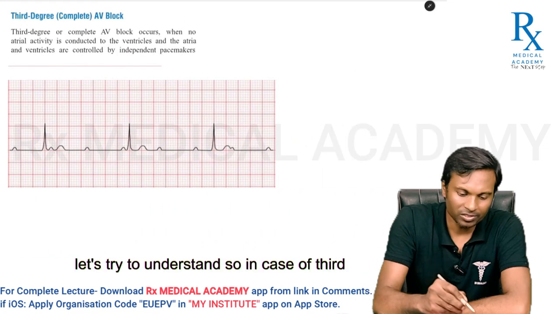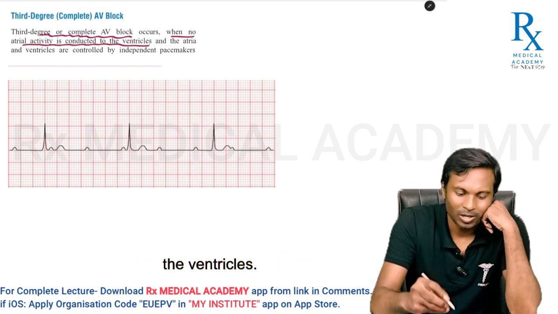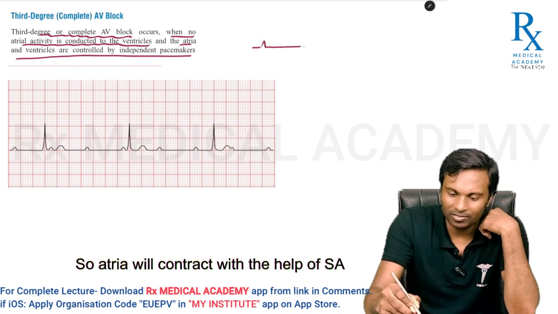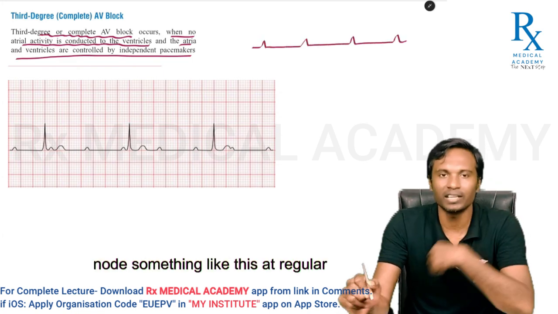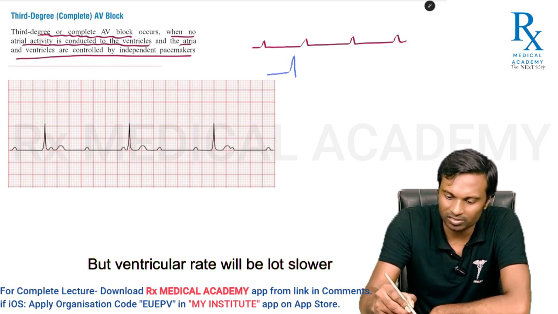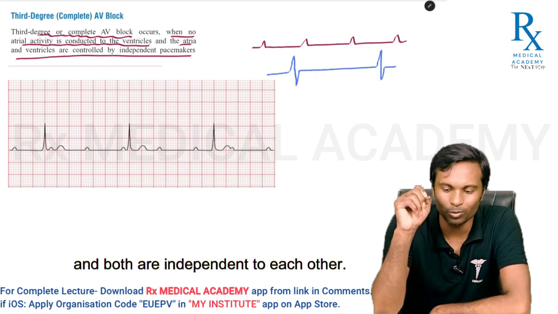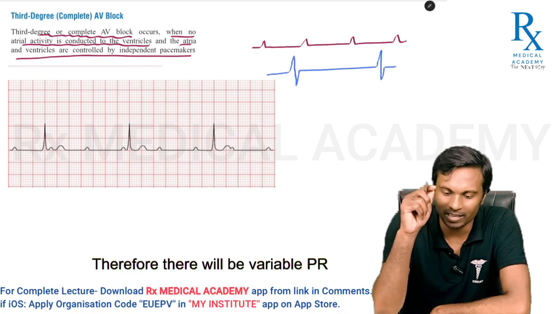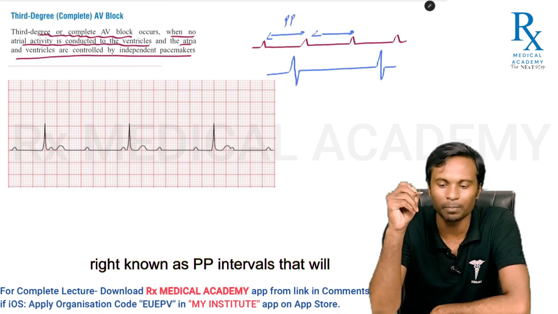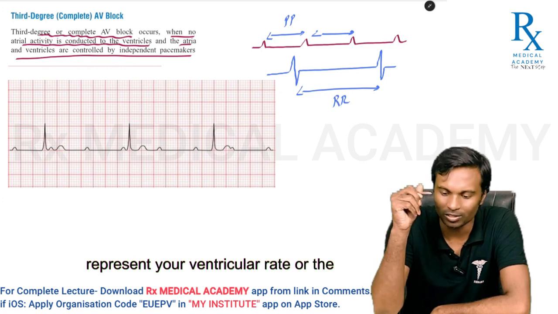Let's try to understand. In case of third degree heart block or complete heart block, there is no atrial activity conducted to the ventricles. So atria and ventricles are controlled by independent pacemakers. So atria will contract with the help of SA node, something like this, at regular intervals, approximately at the rate of 72 per minute. But ventricular rate will be a lot slower, something like this. This is your QRS complex and this is your QRS complex, and both are independent of each other. Therefore, there will be variable PR intervals, and this is your PP interval, that will represent atrial rate, and this is your RR interval that will represent your ventricular rate or the heart rate.